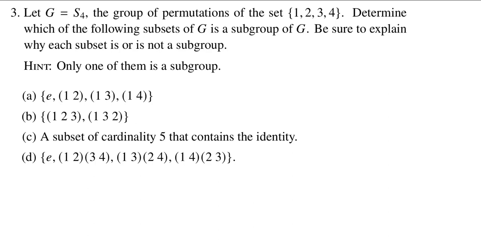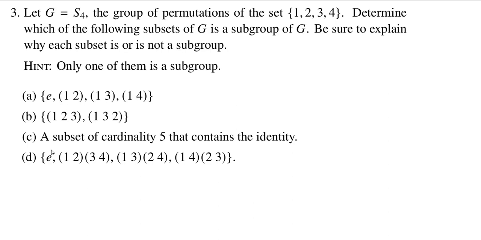Hey everybody, this is our video solution to problem 3 from quiz 14, spring 2023, Math 302 at Cal State Fullerton. So in this problem, we are given the group S₄, the group of permutations on the set 1, 2, 3, 4, and we are then given 4 subsets, A, B, C, and D. We would like to know whether or not these are subgroups of G.